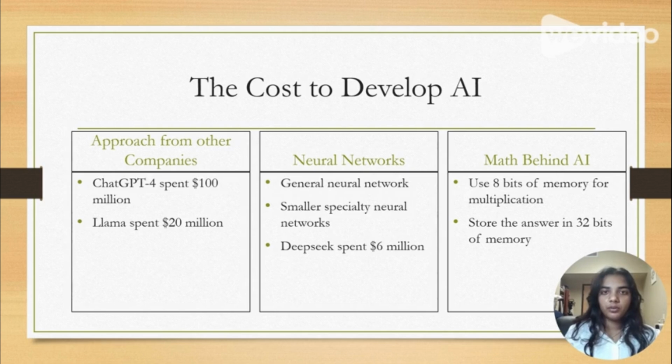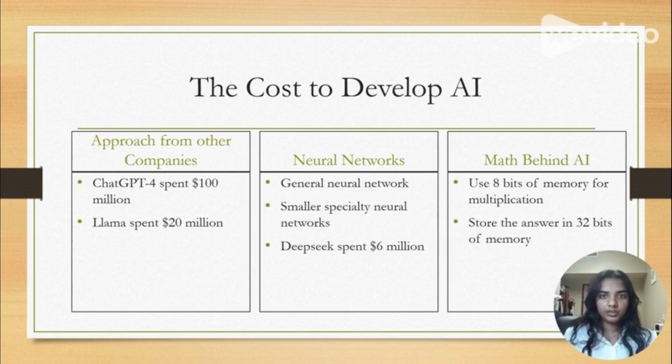So one way is through neural networks. Companies have been using a single neural network to train their artificial intelligence, but instead, if you have specialty neural networks that are smaller and just focus on one topic, such as physics or biology, and then a general neural network that links all of these specialty neural networks together, it allows for a more cost-effective model as well as a model that's less resource intensive. We can see this done by DeepSeek because they spent only $6 million to develop their artificial intelligence model by using this method.